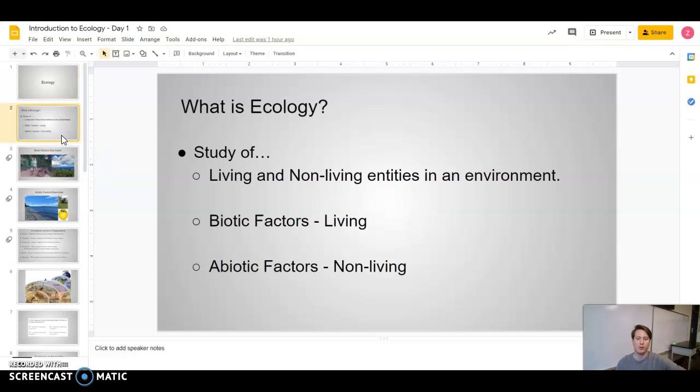What is ecology? Well, ecology is the study of living and non-living entities in an environment. Entities being things, organisms, if they're living. Biotic factors in ecology are living. They are the living entities. Abiotic factors are the non-living entities.